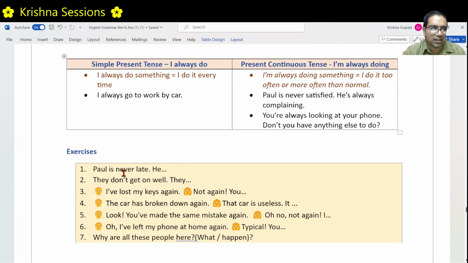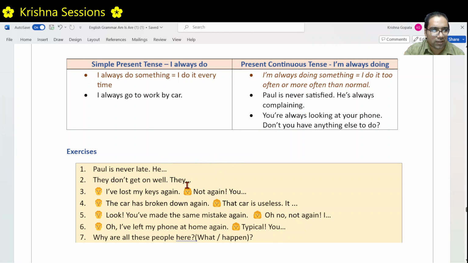Now let us look at a few more exercises. Paul is never late. What does that mean? He always starts work on time, because this is about a habit. This is a general thing. It is nothing specific to now and nothing related to frequency. He is never late. That means he always starts work on time. It is in simple present.